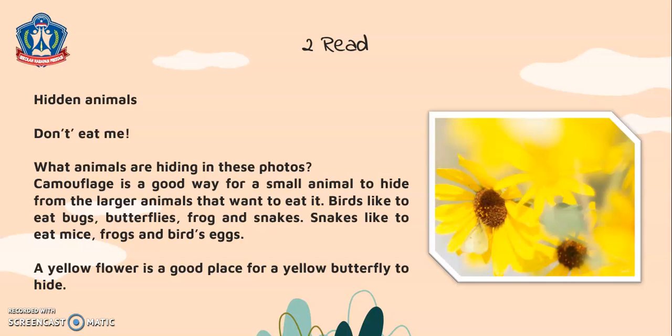Don't eat me. What animals are hiding in these photos? Camouflage is a good way for a small animal to hide from the larger animals that want to eat it. Birds like to eat bugs, butterflies, frogs, and snakes. Snakes like to eat mice, frogs, and birds' eggs. A yellow flower is a good place for a yellow butterfly to hide. Can you see the butterfly, children?